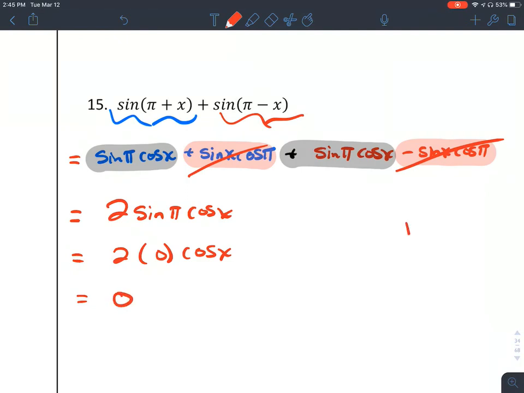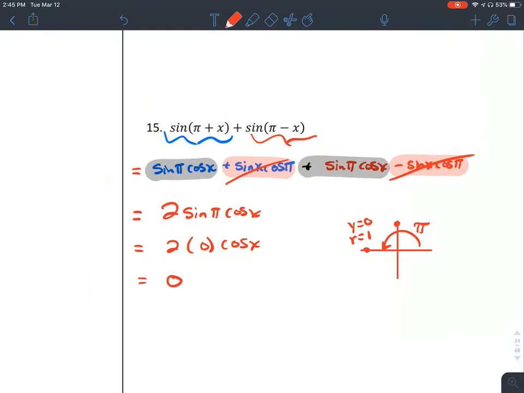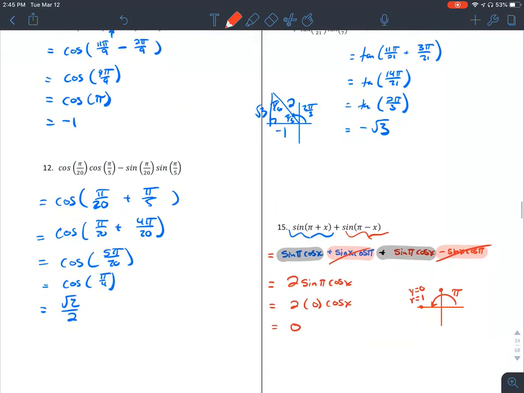Just a real quick, why is sine of pi 0? This is the location of pi. The y value here is 1. I'm sorry, that's not where pi is. That was embarrassing, am I right? This is pi. The y value here is 0. The r value is 1. And sine is y over r. That's 0 over 1, which is 0. That concludes the homework. Yummy.